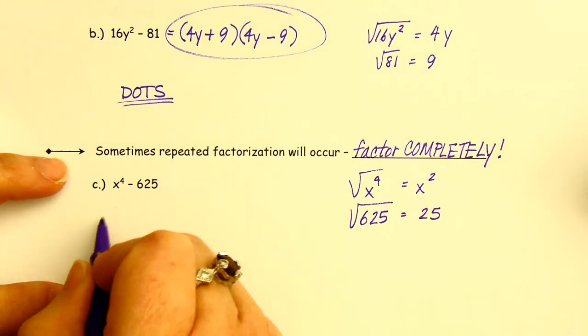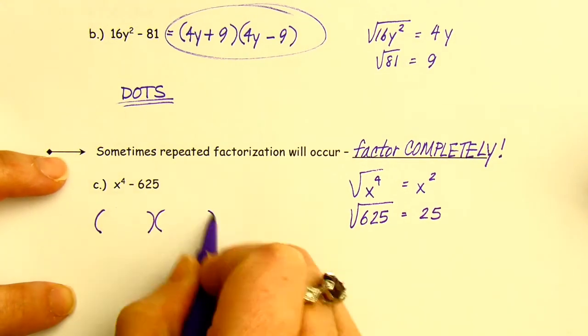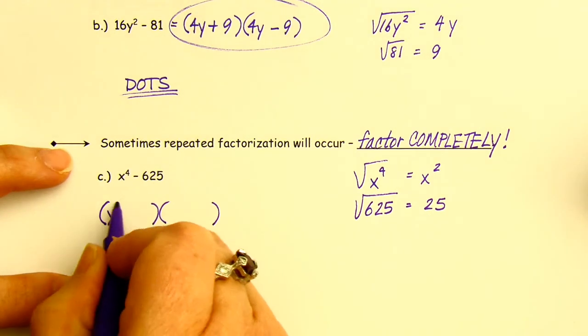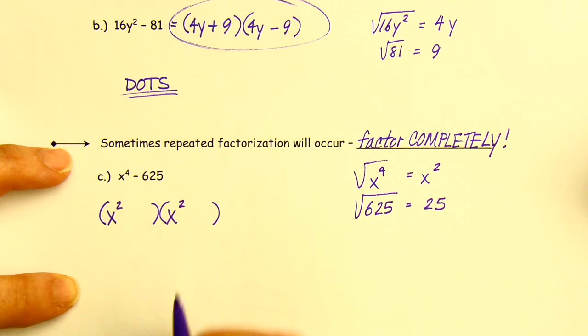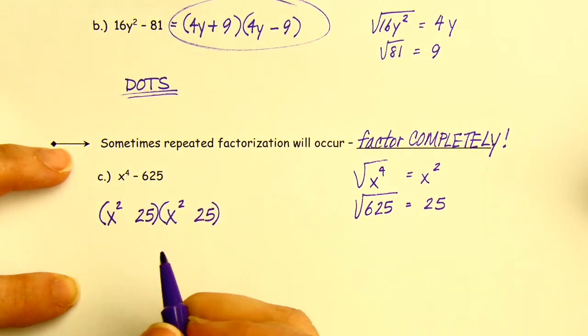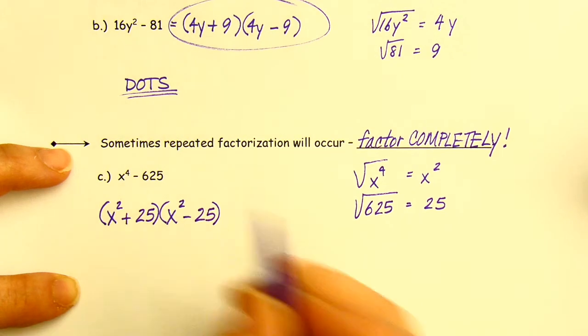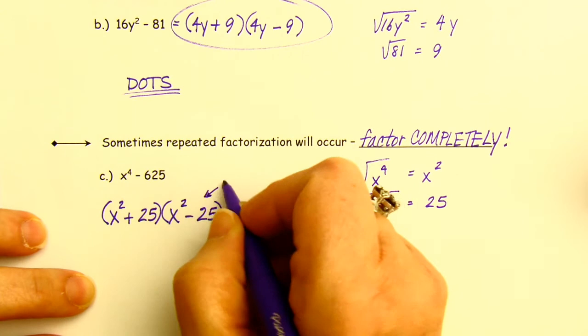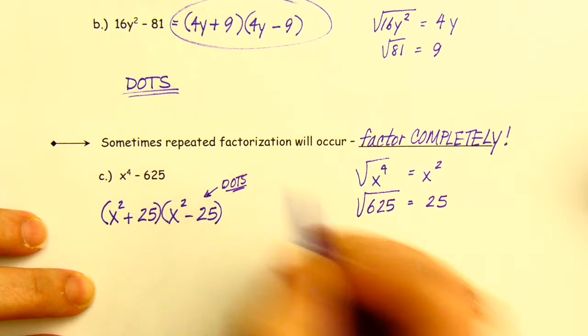I'm going to write my answer below instead of right next to. So this a would be x squared, and the b is 25. And this one's plus and this one's minus. But we're not finished. We still have a difference of two squares here. So you have to keep going.